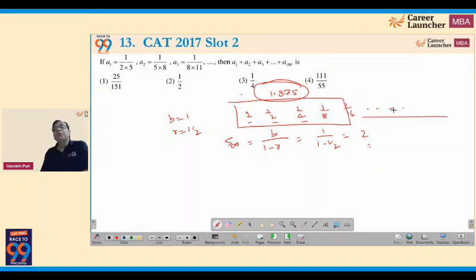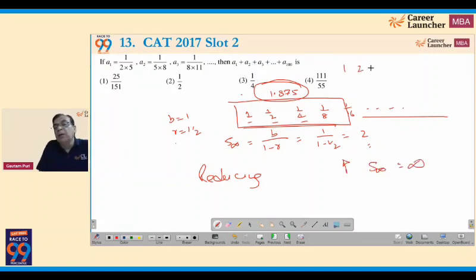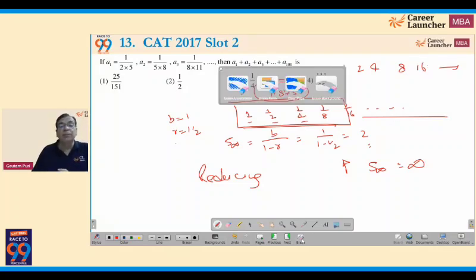So whenever you have a sum of infinite series, please remember, it can only be asked if it is a reducing series. Only for reducing series will it be asked. Why? Because if it is an increasing series, then the sum of infinite terms will be infinity. For example, 1, 2, 4, 8, 16. What will be the sum of the infinite series? Infinite. So the sum is only asked for reducing series. And if it is a reducing series, the first 4, 5, 6 terms will give you the answer. After that, the terms become negligible.